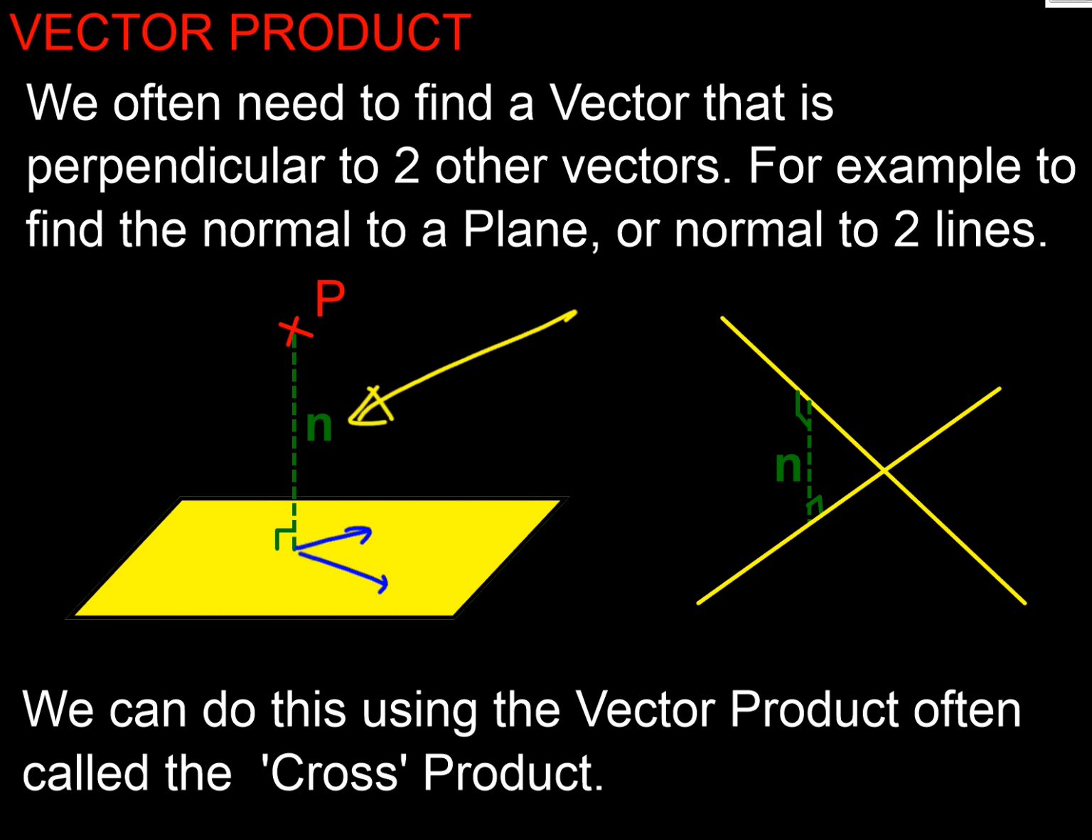Or here I might want to find the normal vector between two lines. Here's one line and the other line, so that I can find the shortest distance between them. So it'd be useful to have something that would do that. Now we could find it using the scalar product, but that takes ages to do. But the vector product takes us straight there.